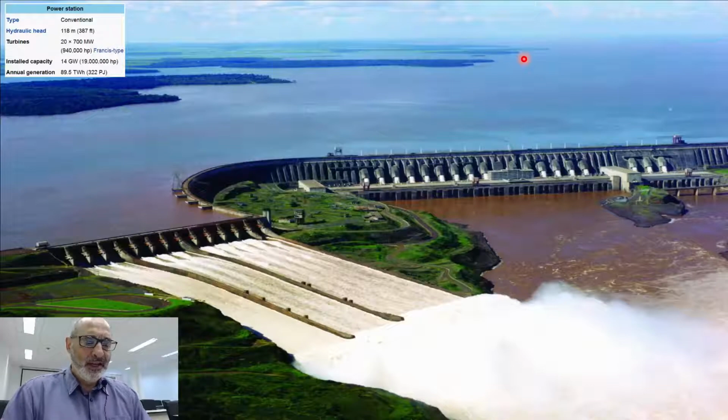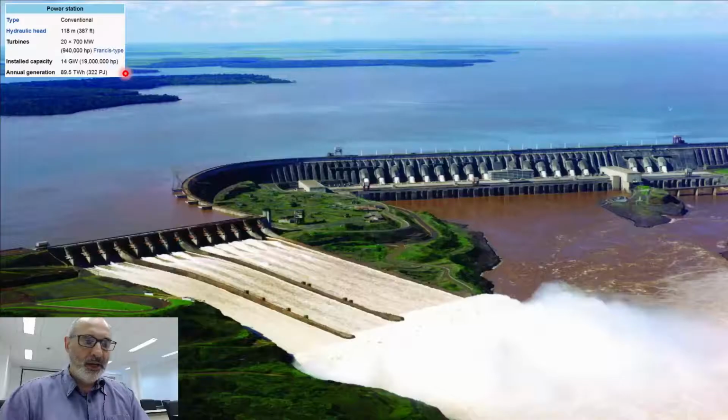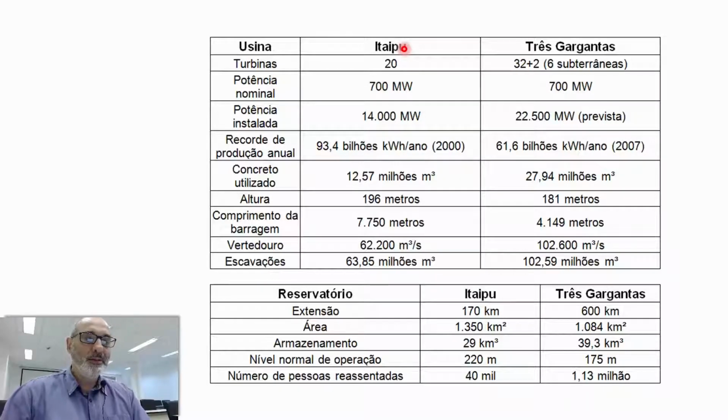The point in showing you these pictures is to show that the river is surrounded by mountains and hills, and in Itaipu the region is very flat. This is an important point I'm going to show you in a moment. Just some numbers. Forgive me with the Portuguese, but I don't have access to edit the picture to translate the term. Let's compare some numbers: Itaipu and Three Gorges.